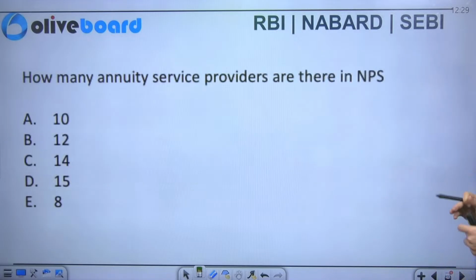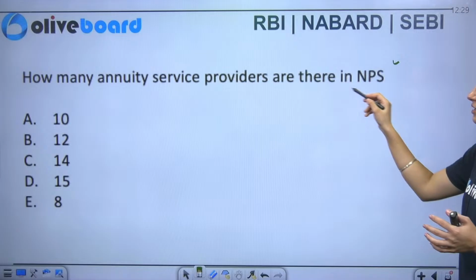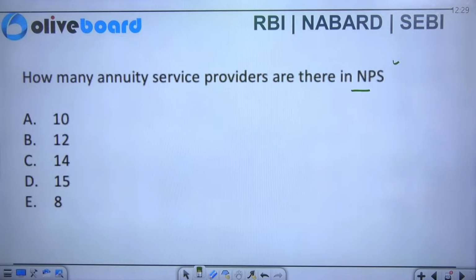Next question says, how many annuity service providers are there in NPS? Is it 10, 12, 14, 15 or 8? Yes, correct, Aditi. How many annuity service providers are there in NPS?